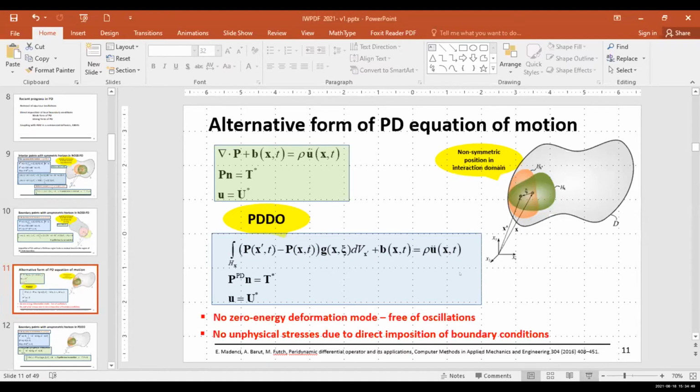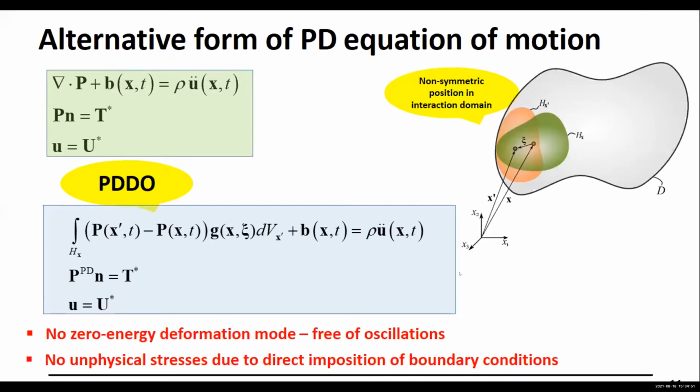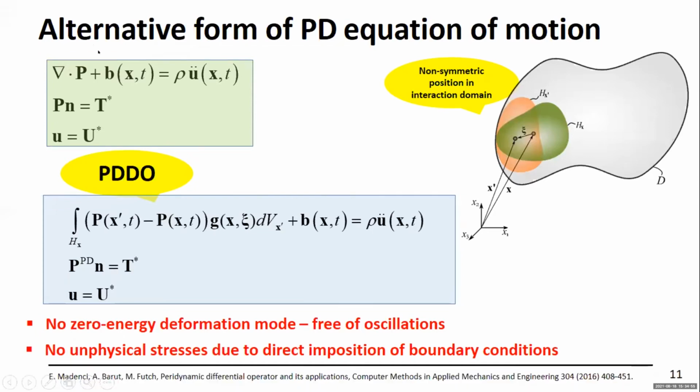Okay, so the alternative form of the peridynamic equation of motion is we can use the peridynamic differential operator to rewrite the divergence of the stress tensor here. And we can also write the peridynamic representation of the stress tensor. So the equation looks like P prime times G minus P times G.